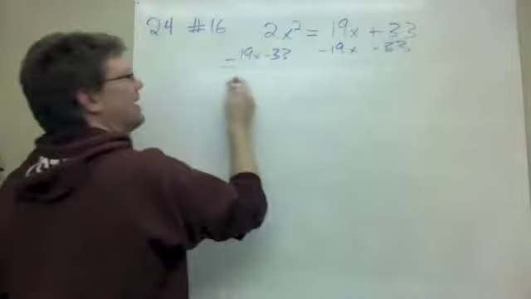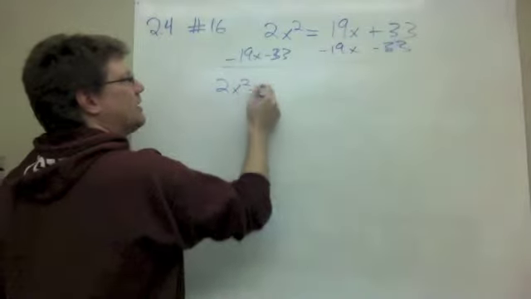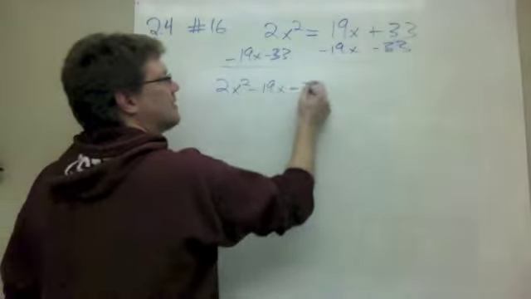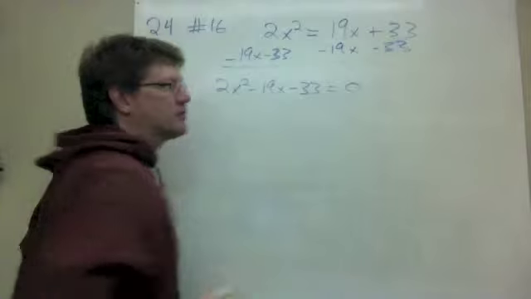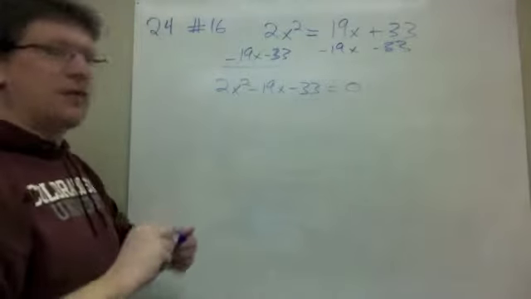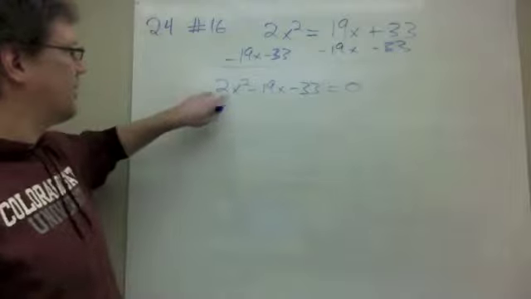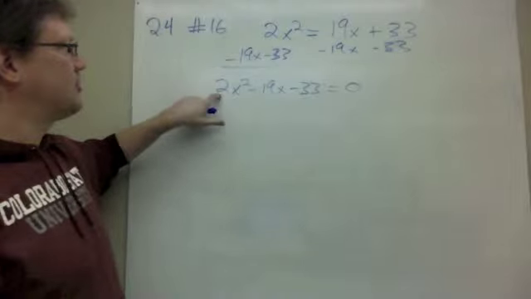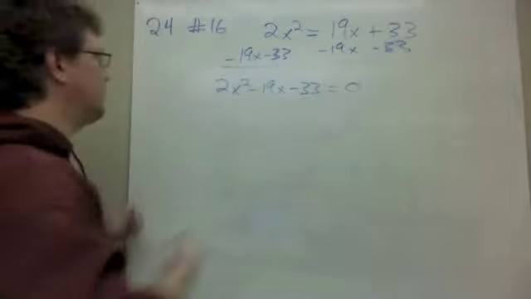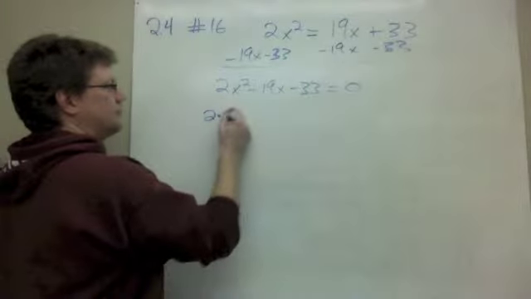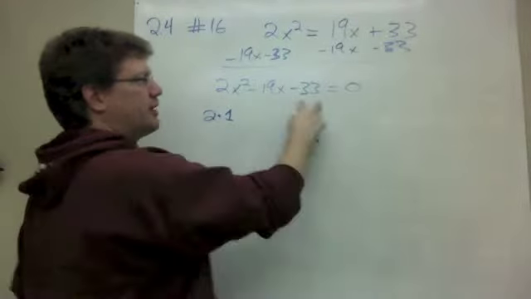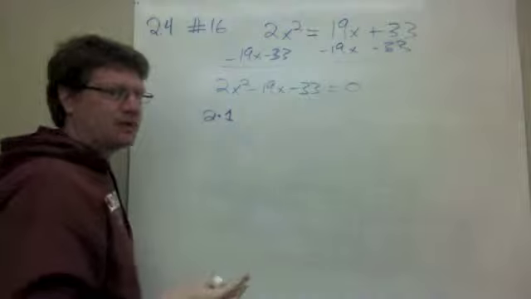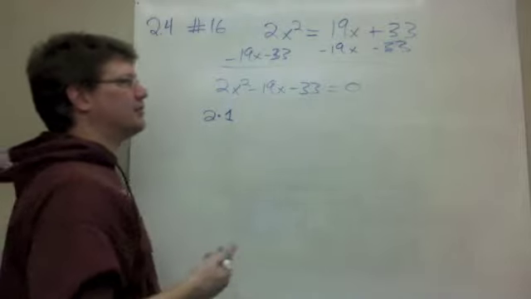All right, so we're going to get 2x squared minus 19x minus 33 equals 0. Okay, now we need to get our terms here, right? 2 can be written as 2 times 1. 33 can be written as 33 times 1, or 3 times 11.